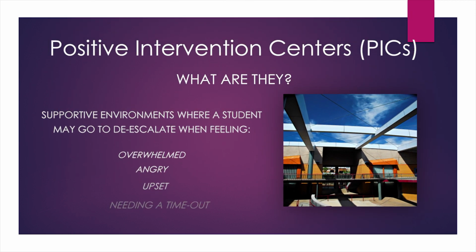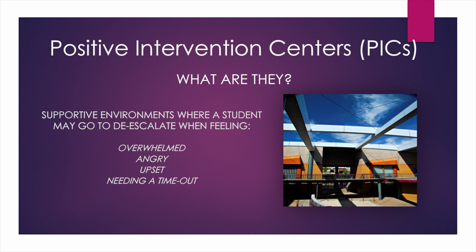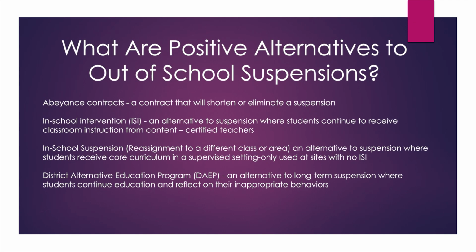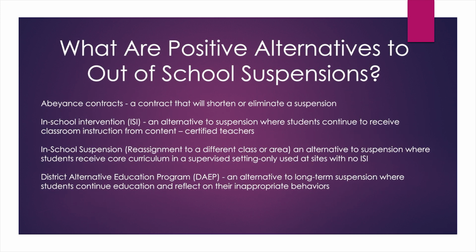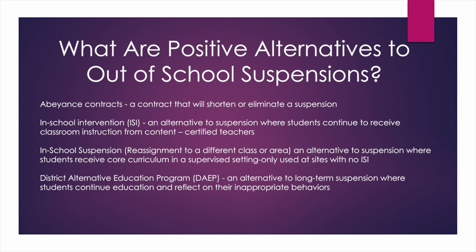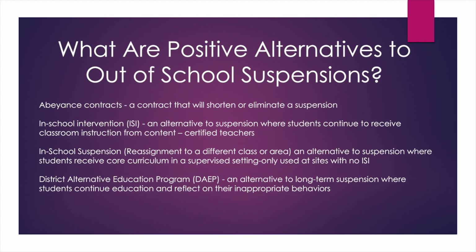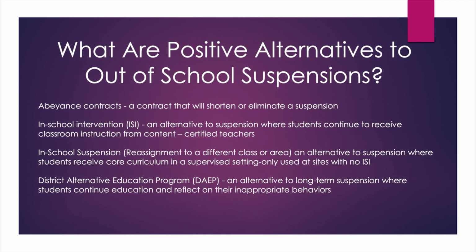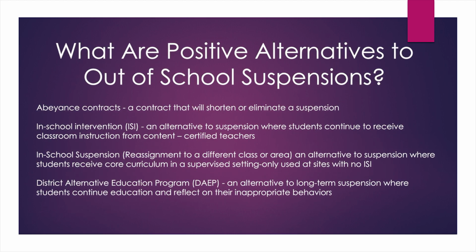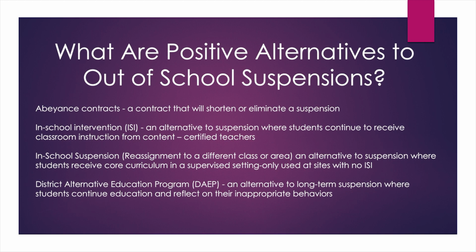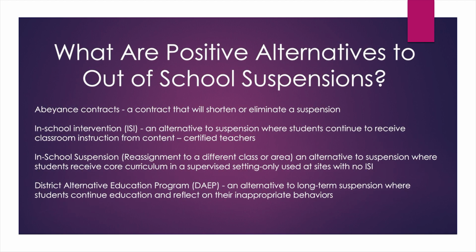What are PICs? PICs are Positive Intervention Centers. They are areas where a student may receive a short timeout in a positive environment to de-escalate. What are positive alternatives to out-of-school suspensions? Positive alternatives to out-of-school suspensions are abeyance contract, which is a contract that will shorten or possibly eliminate a suspension. In-school intervention, referred to as ISI, an alternative to suspension where students continue to receive classroom instruction from content-certified teachers.